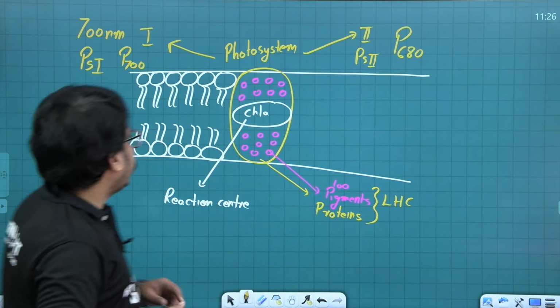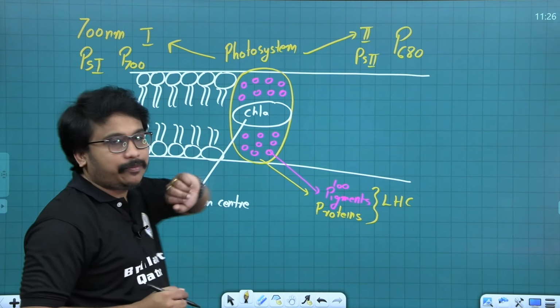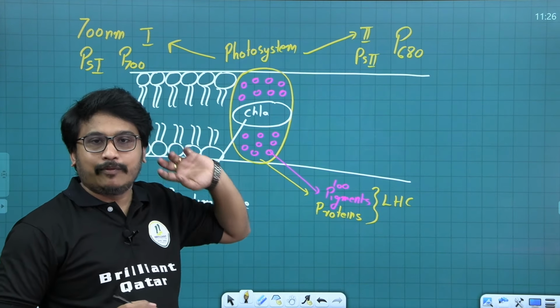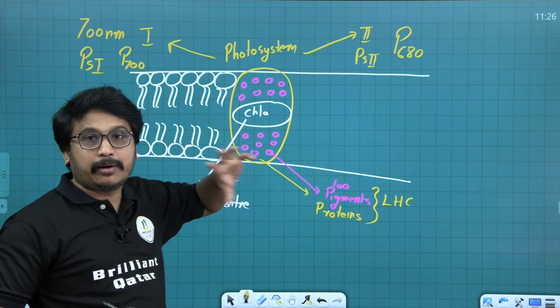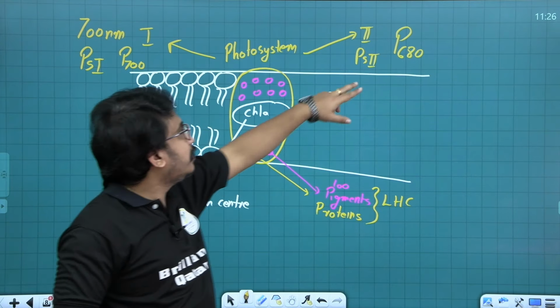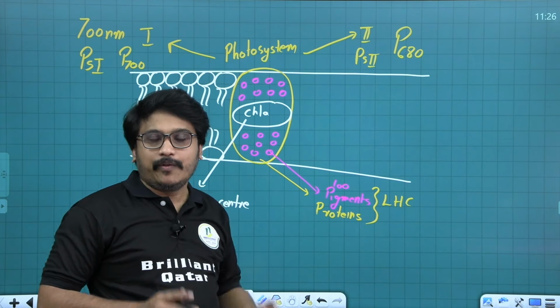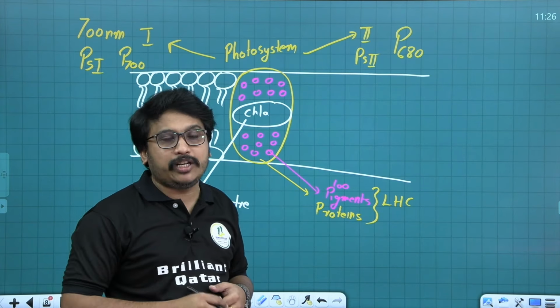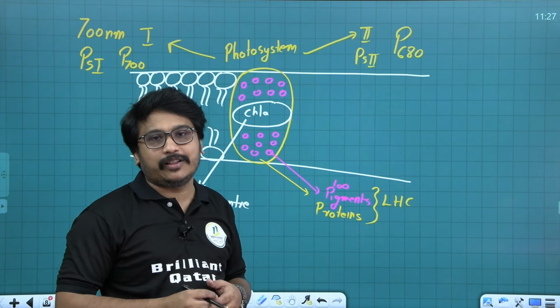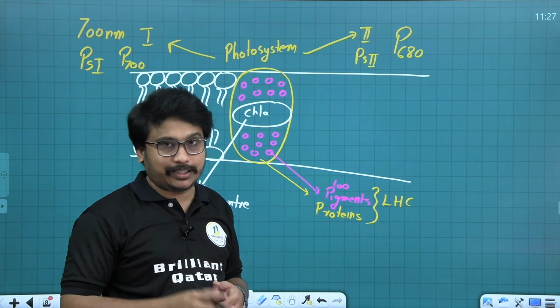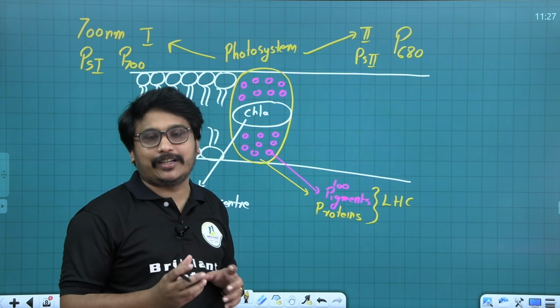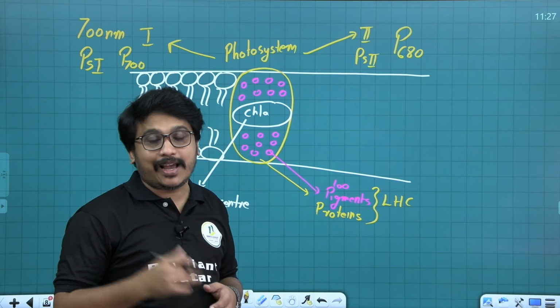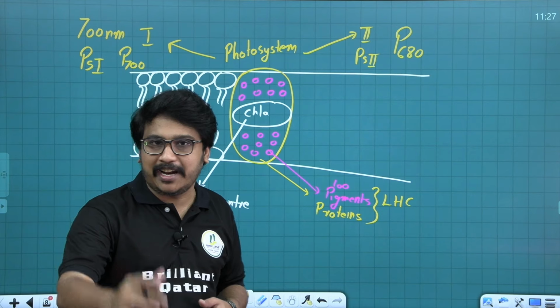So here there are two types of photosystem. One is photosystem 1, where the reaction center maximum uptake is 700 nanometer light. Other is photosystem 2, where you can see the reaction center maximum uptake is 680 nanometer light. So we are going to start with photophosphorylation. How in the thylakoid they can generate the energies like ATP and NADPH.